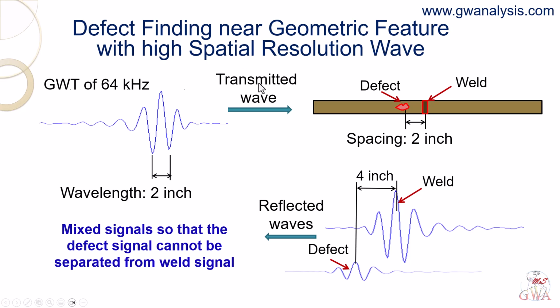Assume two identical reflectors at two adjacent positions, in this case 2 inches apart. Check the signal amplitude at each reflector's peak, and the amplitude at the midpoint between them. If the amplitude at each peak is at least twice the amplitude at the midpoint, we conclude the two indications are resolved as separate. In this example, the defect is located 2 inches from a weld.